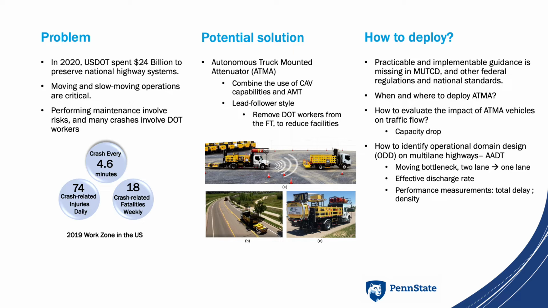If ATMA vehicles perform maintenance on a 4-lane highway segment, they will become a moving bottleneck due to slower speed. It leads to capacity drops, or a discounted discharge rate. We need to derive this analytically at first. Then the delay and density can also be derived to determine the level of service. Based on that, we can get the ODD, or AADT, of the ATMA system.